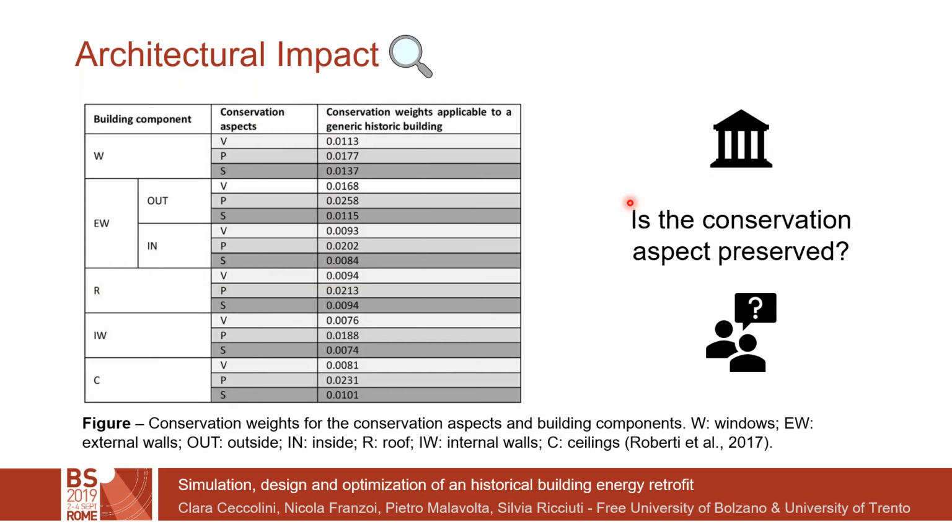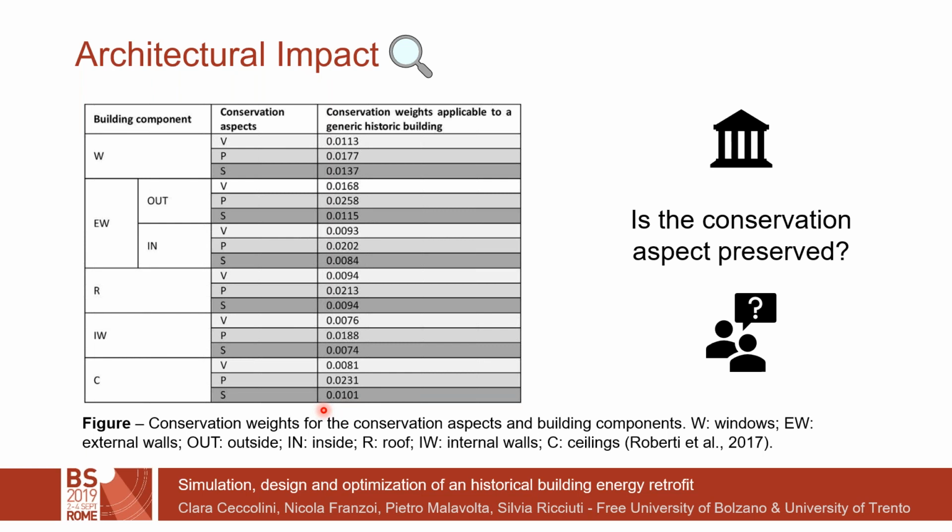After having selected a case study building and a possible set of measures, a team of local heritage experts was asked to establish whether each of the outlined measures would have preserved or not the 3 aspects of the building components. Eventually, the conservation score of each energy efficiency measure is the sum of the conservation weights previously defined and reported in this table on the left.